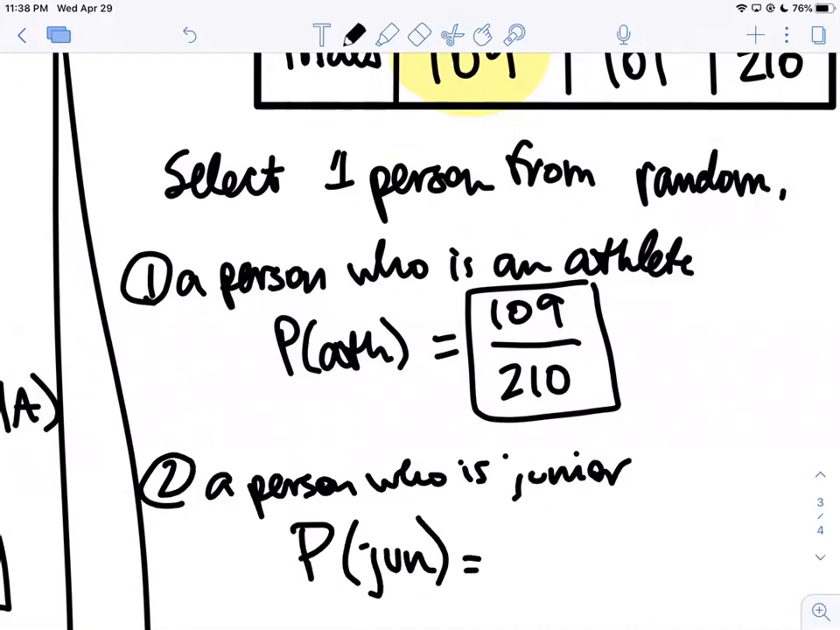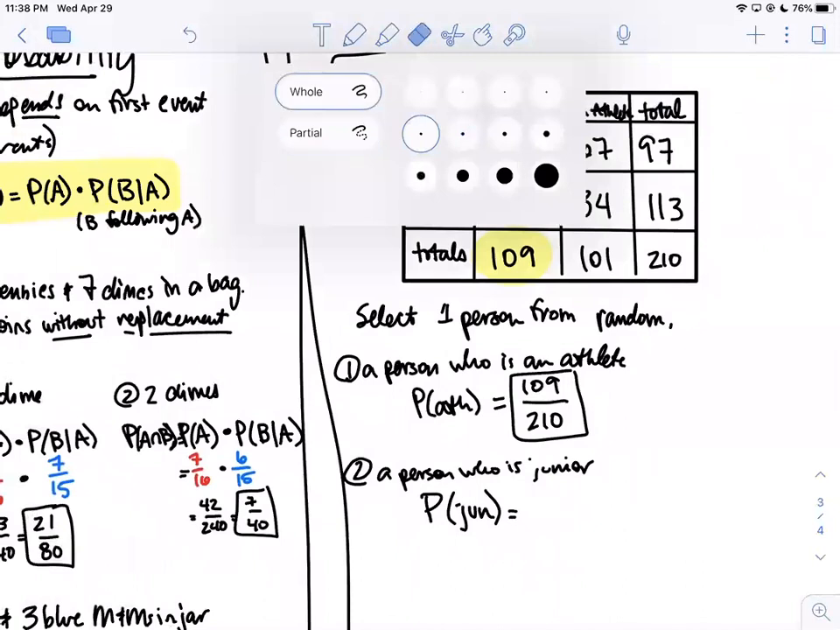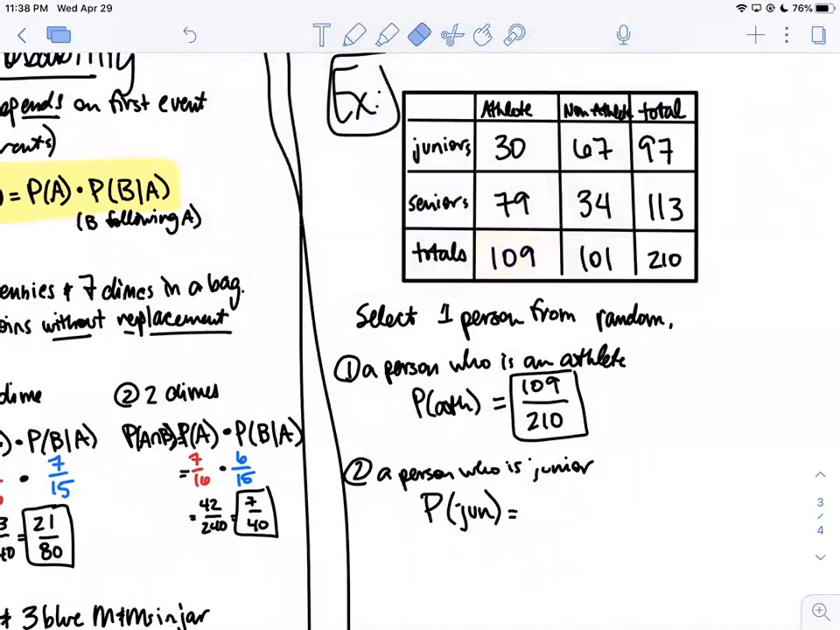Well, how many total juniors do we have? I'll erase, let's make that whole. Okay. I'll erase that. My probability of juniors, I've got a total of 97 juniors of how many total people? Again, 210. Okay, cool. Now we're rolling.